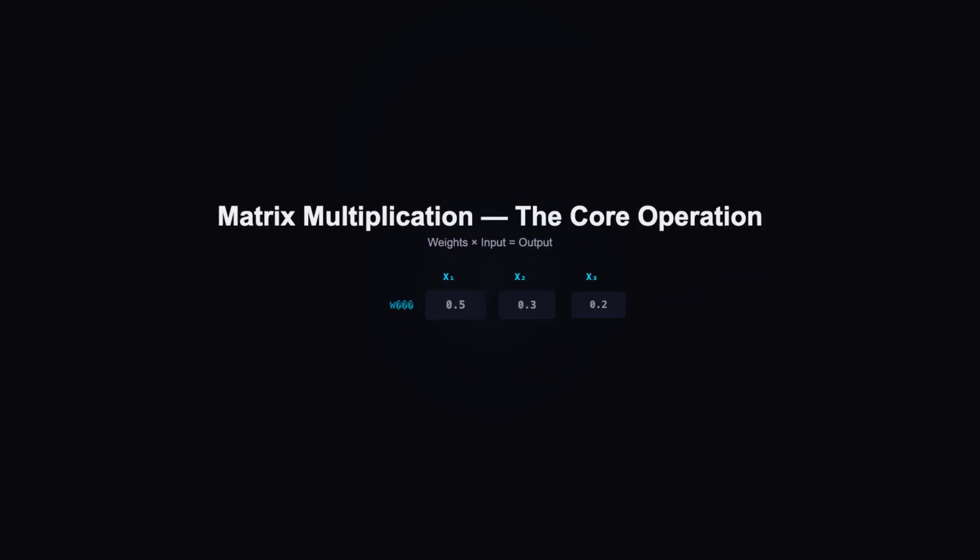The most fundamental operation in AI is matrix multiplication. When data flows through a neural network, each layer multiplies the input vector by a weight matrix. Here's a simple example. A 2x3 weight matrix times a 3-element input vector gives a 2-element output. Every single layer of every neural network does this operation millions of times.